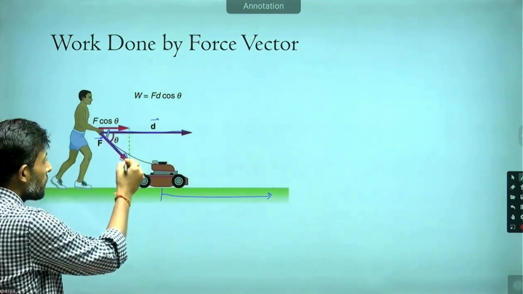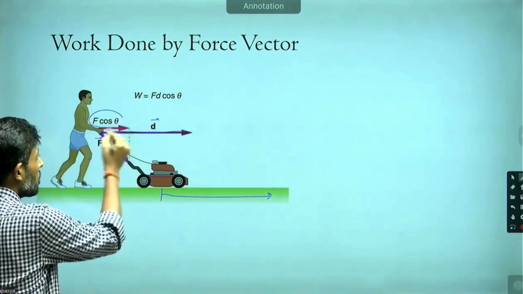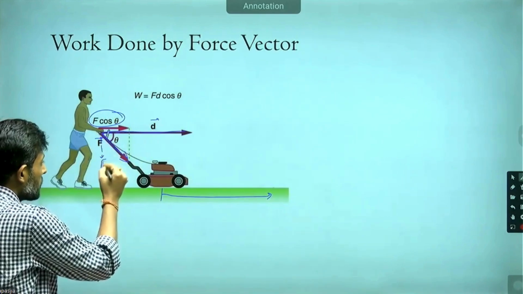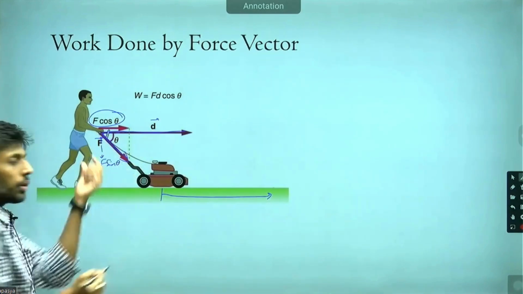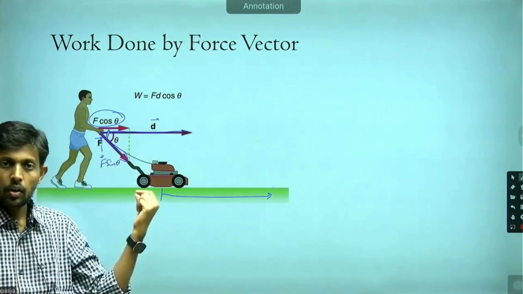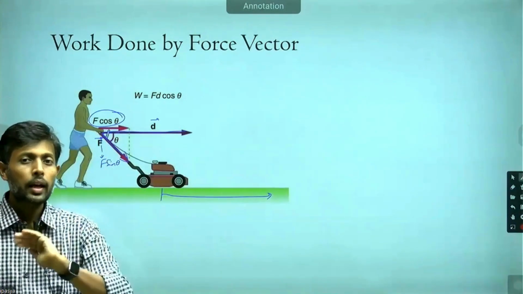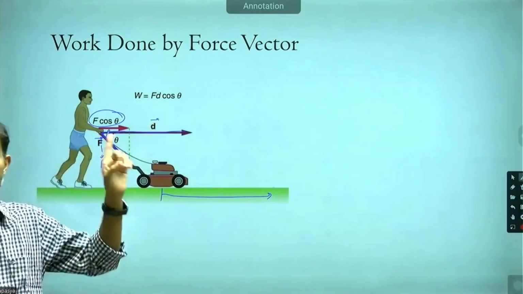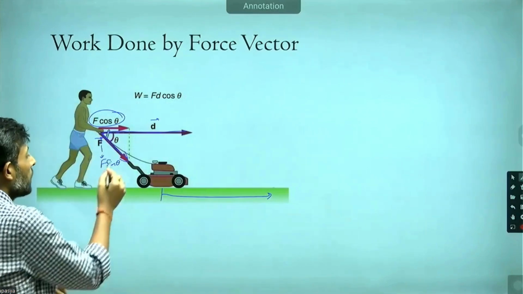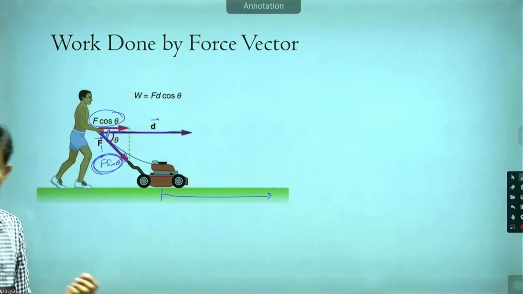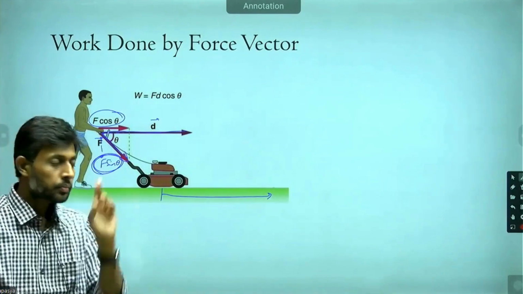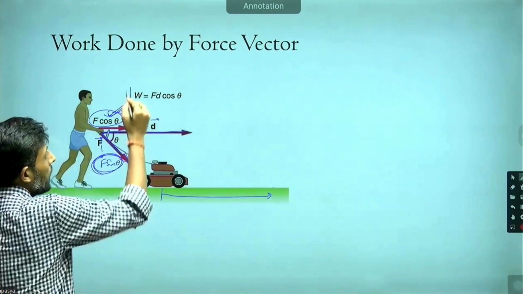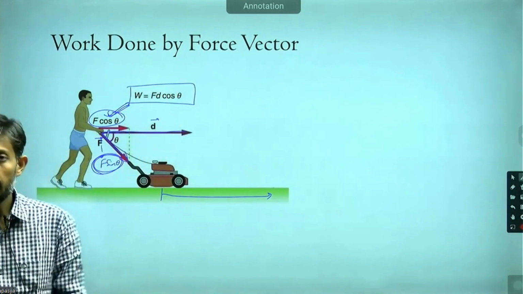We can resolve this vector into two components: the horizontal component, F cos theta, and the vertical component, F sin theta. Now, the F sin theta component, the vertical component, is not responsible for any displacement at all. This object is not moving up and down. So no displacement in the vertical direction, and that's why the impact that this force makes is nil. All the impact is because of the horizontal component of force, and hence the work is given in this format.